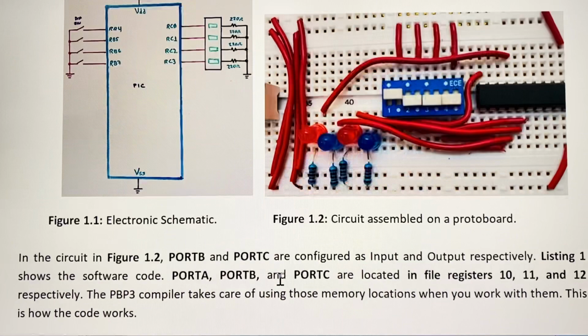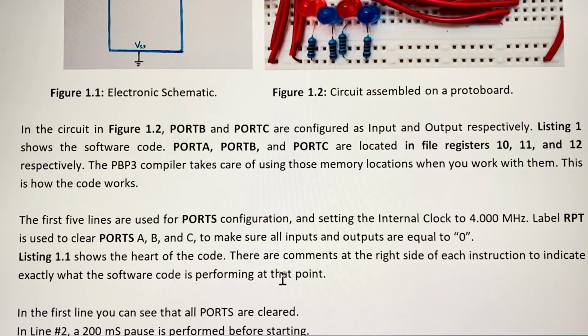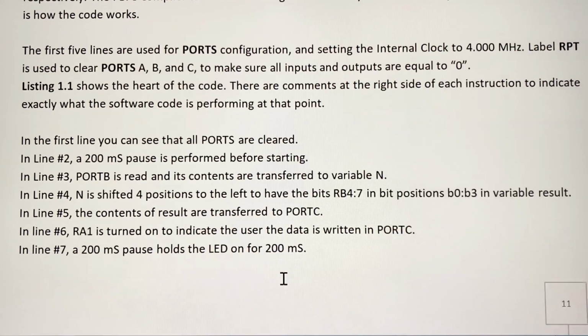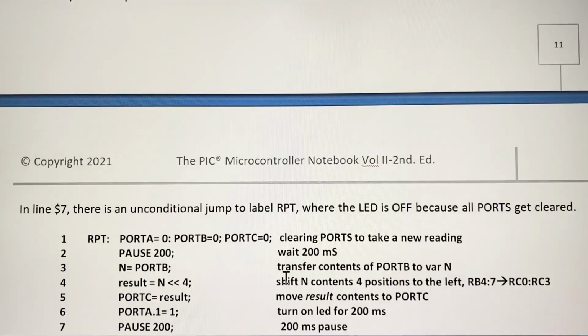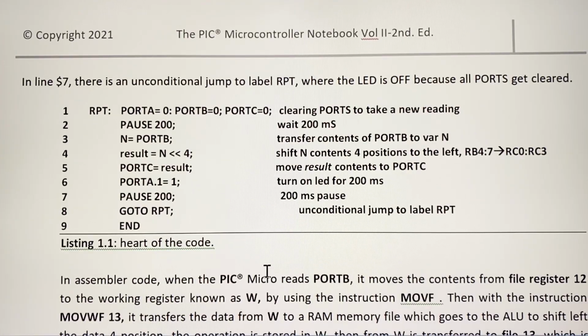Okay, so let's start with the code. In this case, I'm going to start right here. This is the heart of the code, so I'm going to mark this with yellow color. The first thing we do is clear the 3 ports, and that way we make sure there is no data. This is a label called RPT. We notice that you have the colon to identify it as a label.